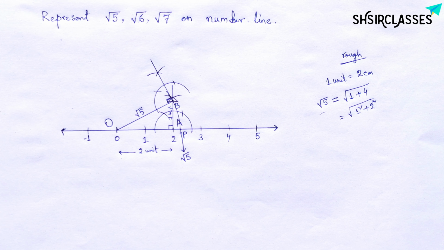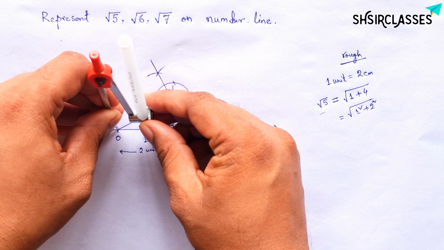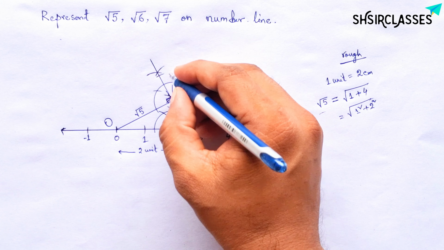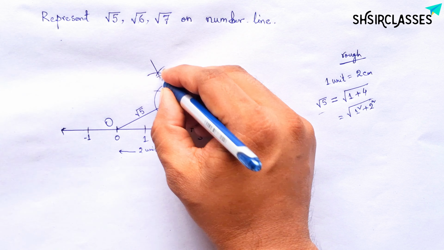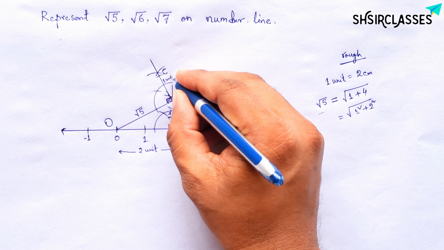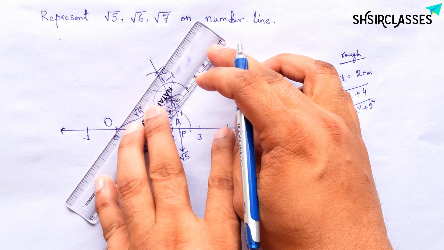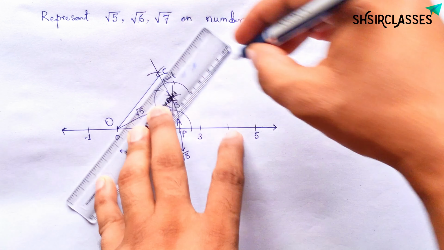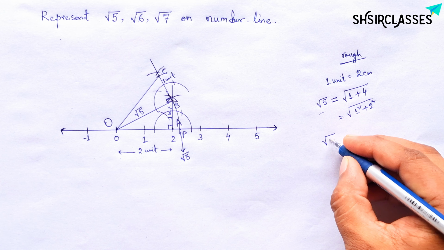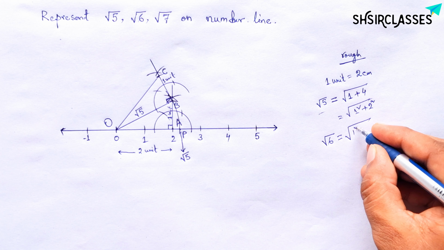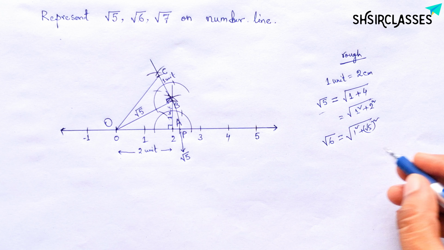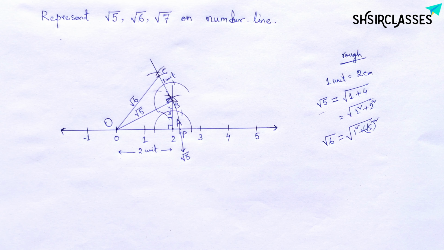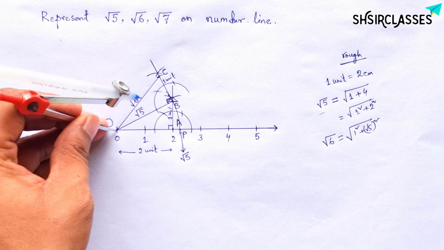By the same way, measure the length between 0 and 1, equal to 1 unit length, put the compass on the point B and cut here. Label this C. And BC equals 1 unit length. Then join O and C to get a right angle triangle OBC. By the Pythagoras theorem, root 6 equals root over 1 square plus root 5 square. So OC equals root 6.